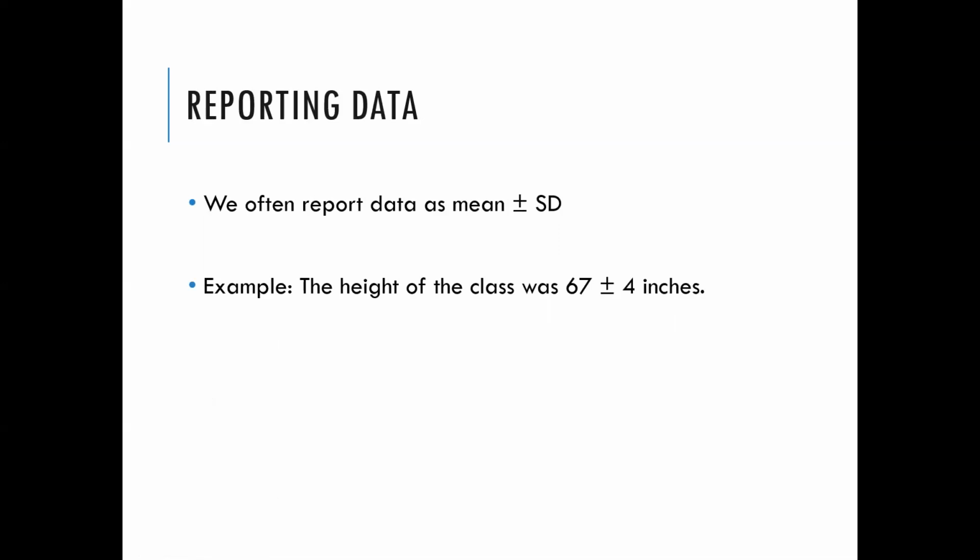Oftentimes when we report data, we're not just going to give something like the mean. We also give the standard deviation, and that's just to give readers an idea of how much variability there was in our sample. So for example, we might say in our sample, the height of the class was 67 plus or minus 4 inches.